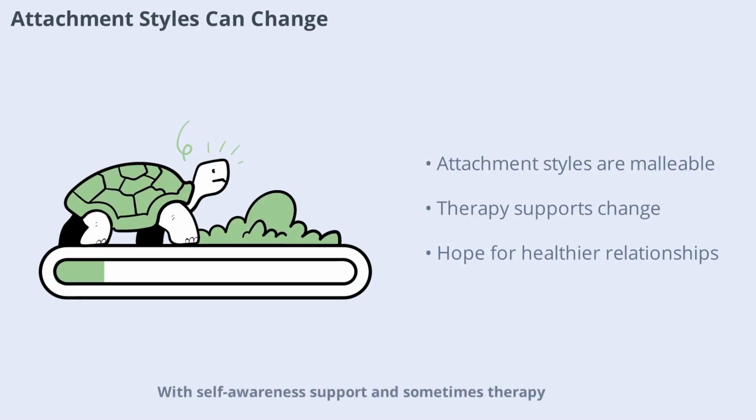With self-awareness, support, and sometimes therapy, individuals can shift toward a more secure attachment. This process involves recognizing old patterns, addressing core fears, and practicing new ways of relating. Change is possible at any stage of life, offering hope for healthier, more fulfilling relationships.